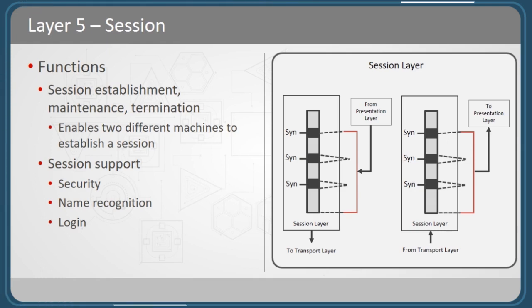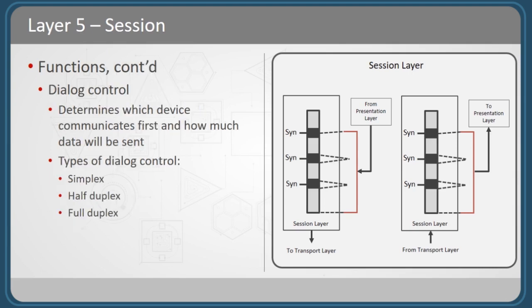It's not so much concerned with passing the data, but agreeing on how we will control the passing of that data. And one of those aspects is what's known as dialogue control. This determines which device communicates first and how much data will be sent. Now, with respect to dialogue control, there are three types: simplex, half duplex, and full duplex.